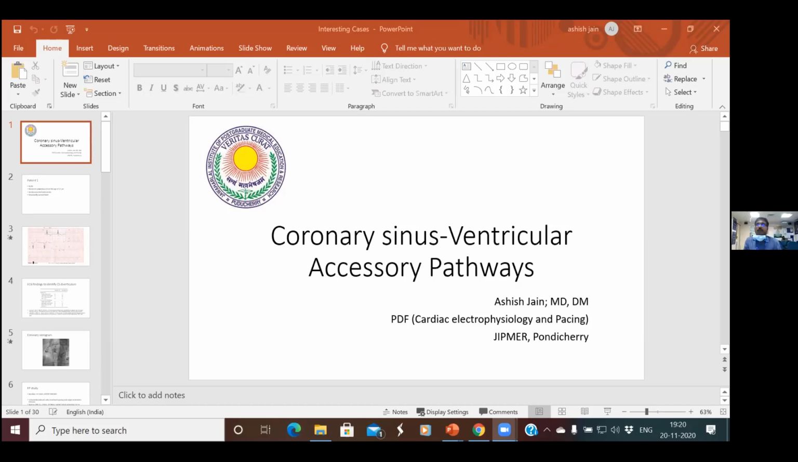Your point is about cases where there is no VA conduction, you're not able to do the entrainment. But in all these patients, typically, we've had VA conduction through a slow pathway.